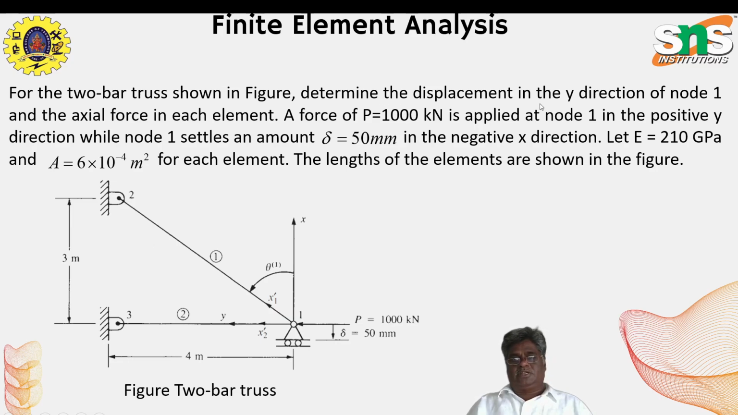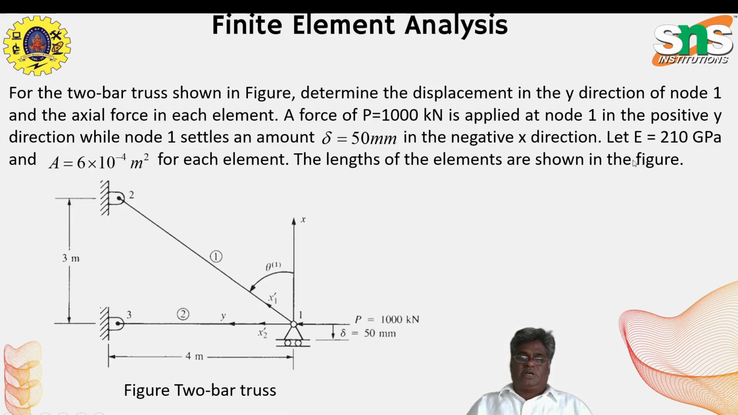Determine the displacement in the y direction of nodal point 1 and the axial force in each element. A force of P equal to 1000 kilonewton is applied at nodal point 1 in the positive y direction, while node 1 settles an amount of delta equal to 50 in the negative x direction.